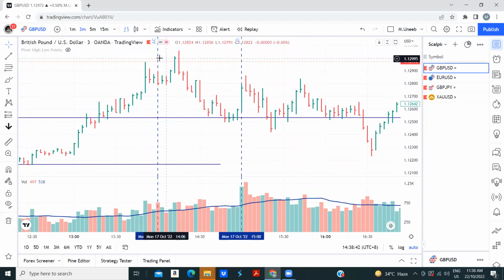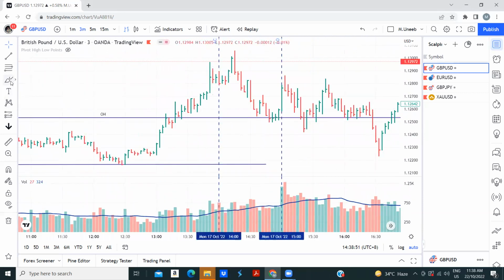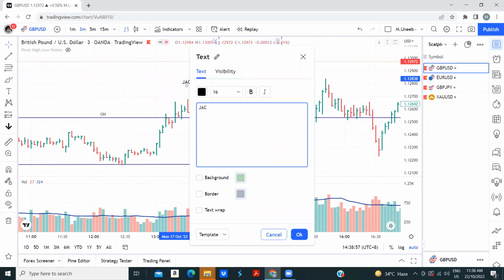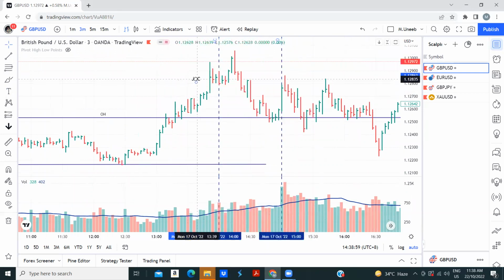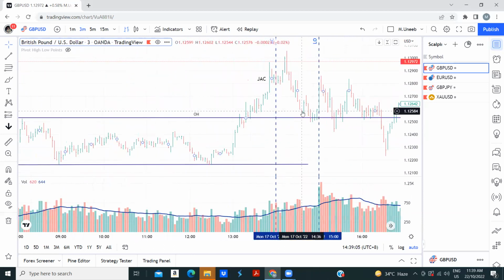Okay. And then this is the entry here. What do we see? Once we clear the OH, this becomes what? Can you tell me? JAC, evident for the 15-minute time frame, right? Yep. And then once we have another JAC, this is redistribution, another JAC.